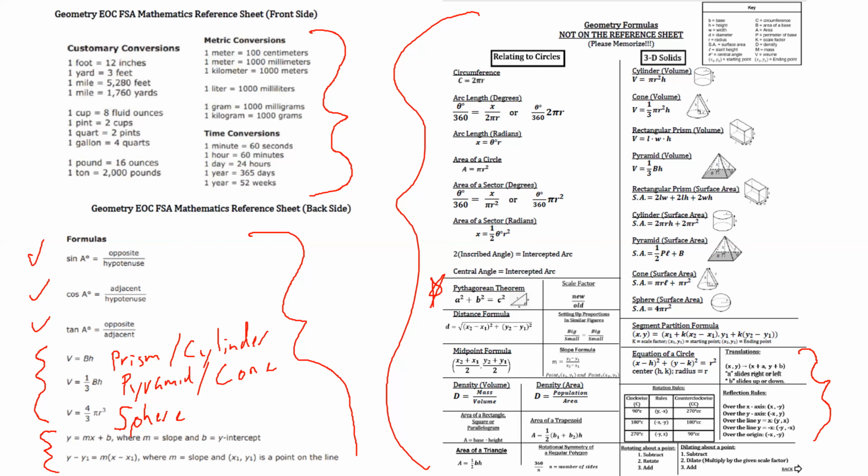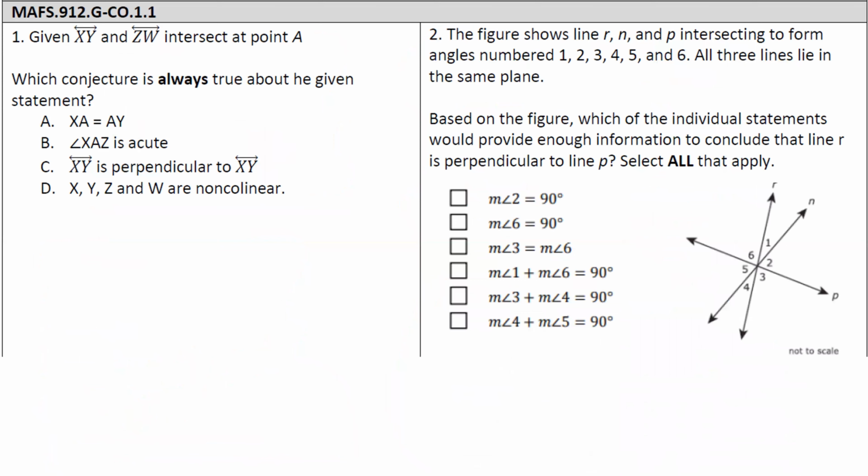Let's go ahead and move on to the review itself. So we're going to start with number 1. I'm going to try and go as far as I can today. I'll probably get to around question 14, and then we'll pick up here tomorrow. But for question 1, given you have 2 lines and they intersect at point A.